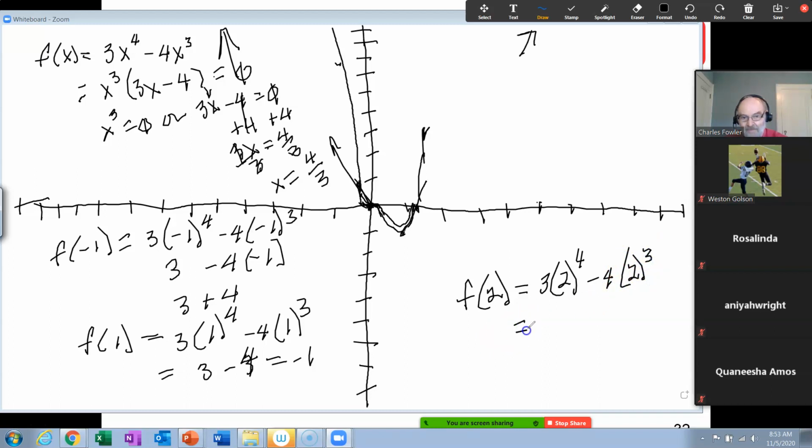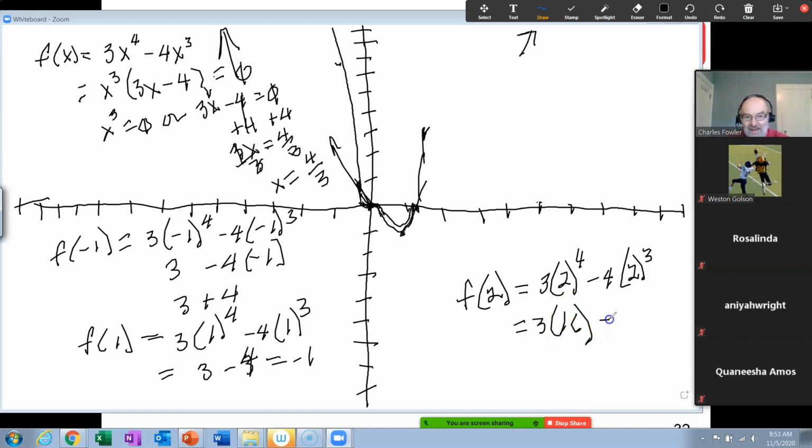Now, 3 times what's 2 to the 4th power? 2 to the 1st power is 2, 2 to the 2nd power is 4, 2 to the 3rd power is 8, you multiply by 2 each time, and 2 to the 4th power is 16.